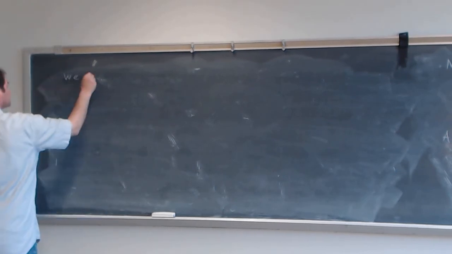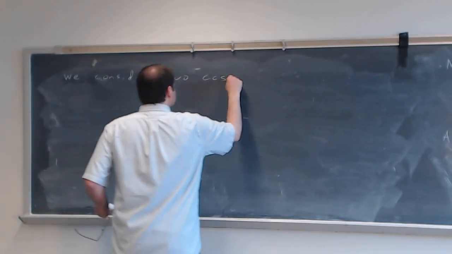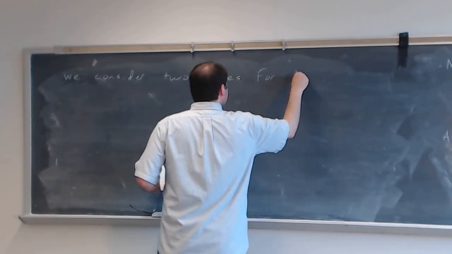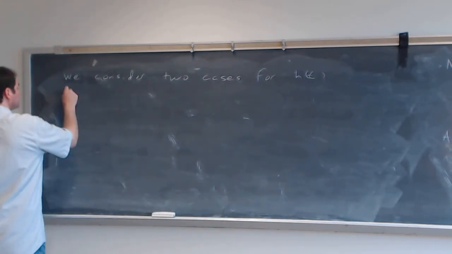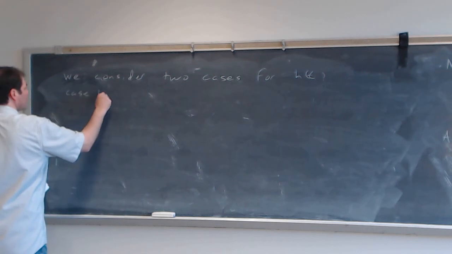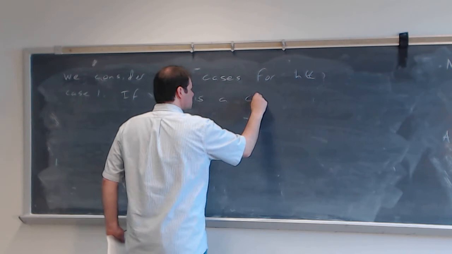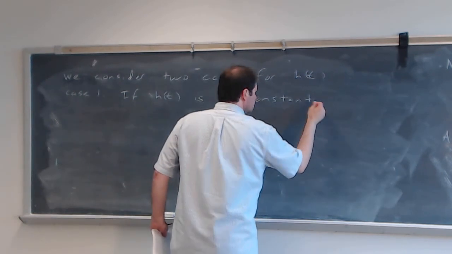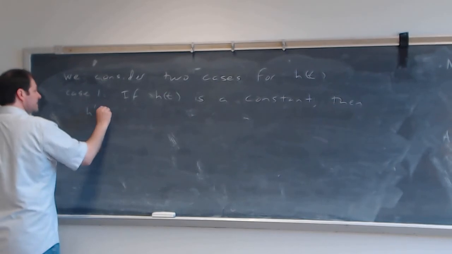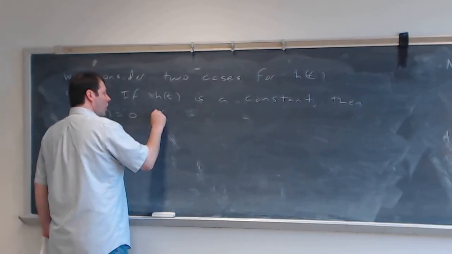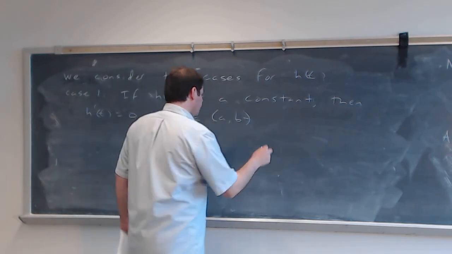We consider two cases for h of t. The first one is if h of t is a constant, then h prime of t will be equal to 0, and that's for all t elements of the open interval from A to B.